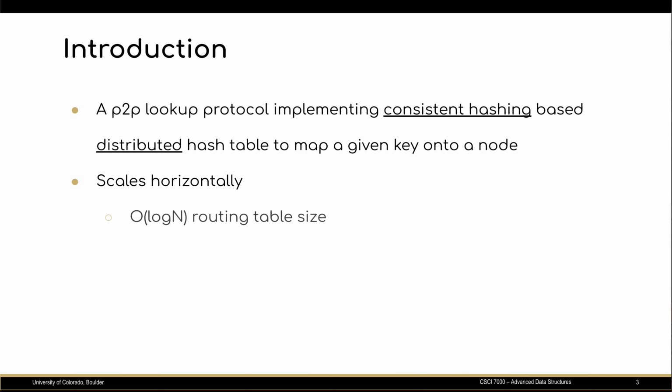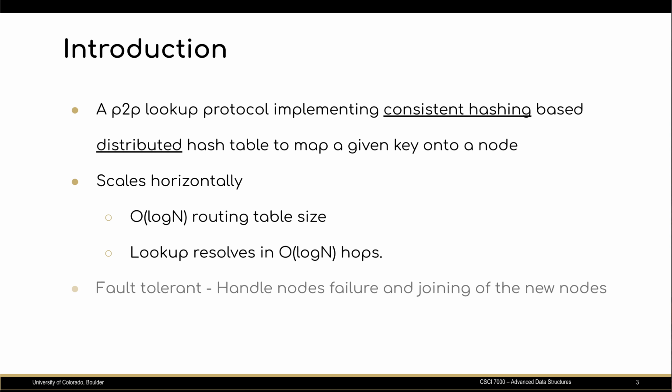Chord scales horizontally, and we'll see very shortly. It maintains a routing table, and the size of the routing table is logarithmic to the number of nodes in the cluster. The lookup resolves in log n hops, which is again really good. Some of the ideas of why it is important we'll discuss when we look into the architecture of Chord or related work in the protocol as well.